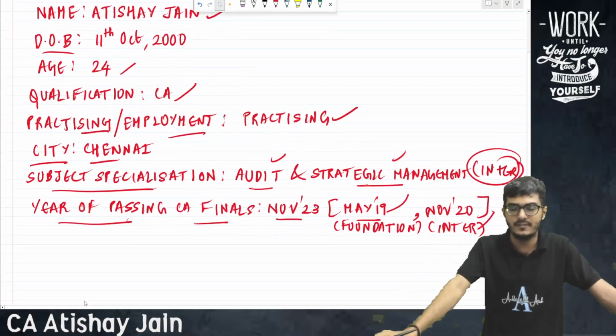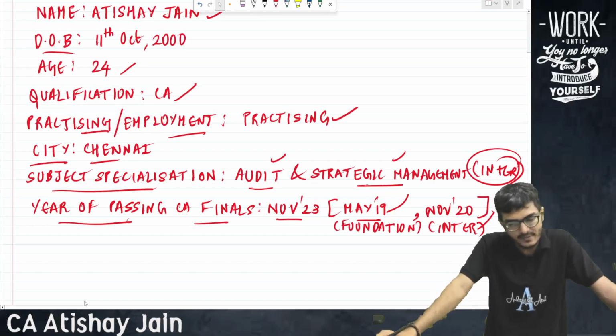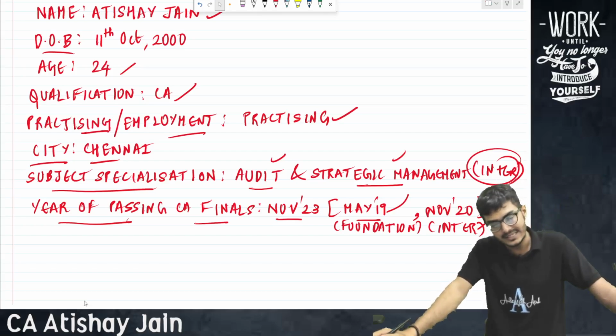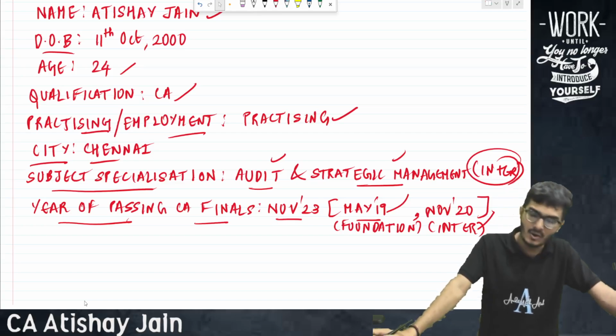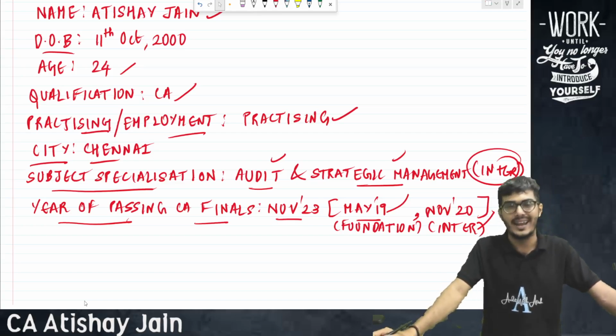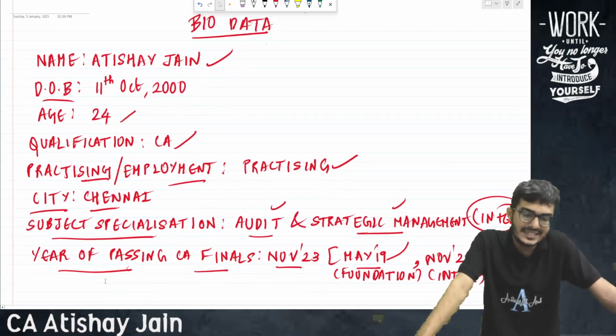Year of passing of CA Finals is November 23. I cleared my Foundation in May 19. I cleared my CA Inter in November 20. Yes, I cleared all my three levels in the first attempt. I did not get any rank, but not a problem. I cleared it in the first attempt, and I'm really happy with that. So basic details about me are clear with that.